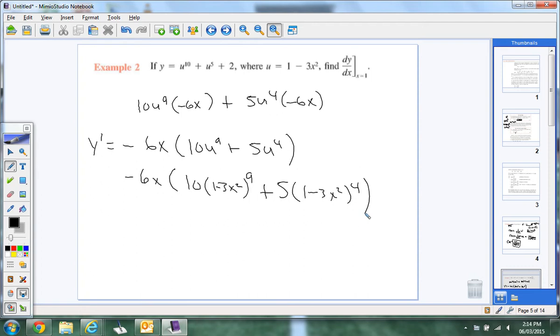So that gives me negative 6 times 1, which is negative 6. 1 squared is 1. 1 minus 3, so I'm going to have 10 times negative 2 to the 9th plus 5 times negative 2 to the 4th. At this point, it's just a little calculator work. You can put this into your calculator, and it's going to get you a big number of 30,240 for this example. It just ends up being a bigger number.